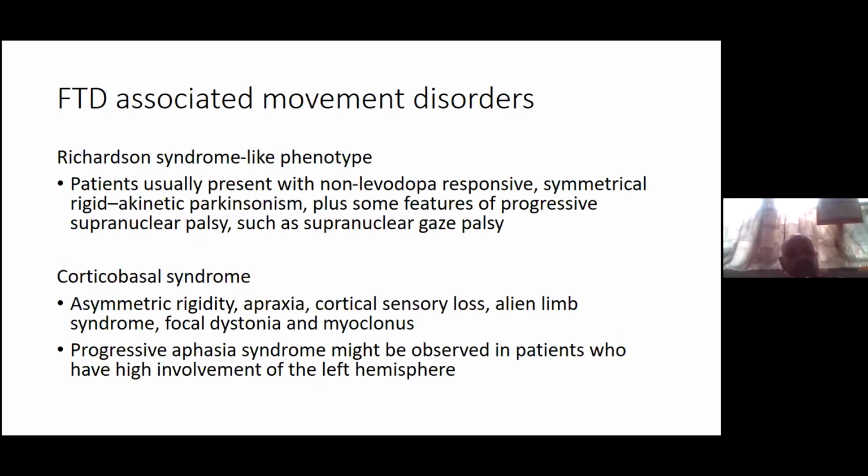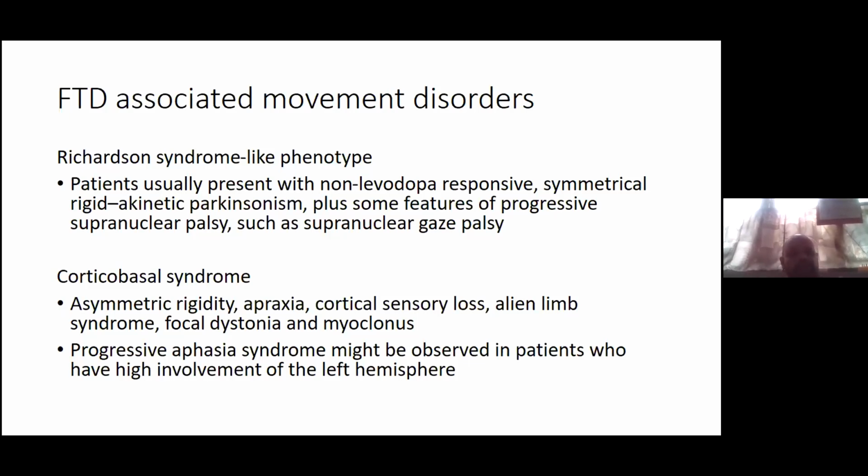Then we have the Richardson syndrome-like phenotype, where you don't have all the features of the Richardson syndrome. They may have features of rigid akinetic Parkinsonism, where they do not respond to levodopa, and may have a few features of supranuclear palsy, and the commonest is that of a supranuclear gaze palsy.